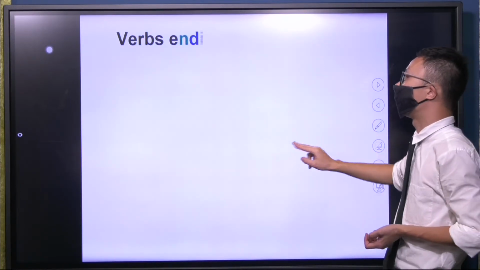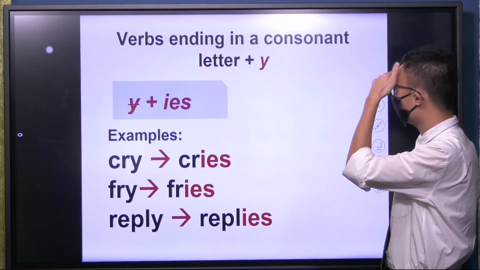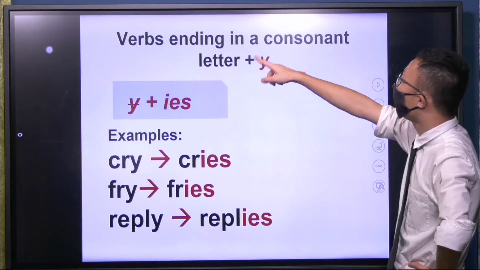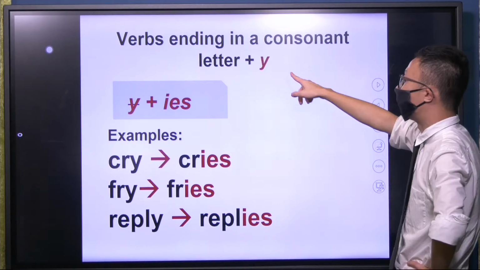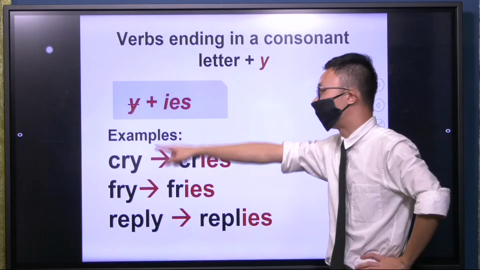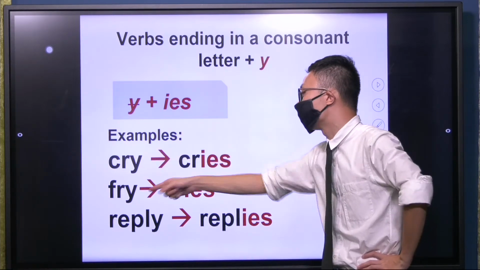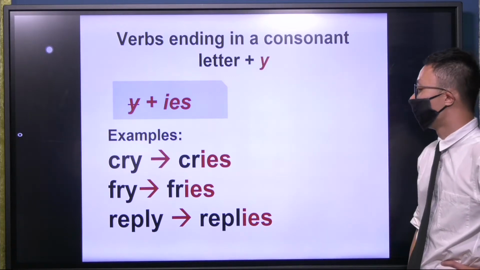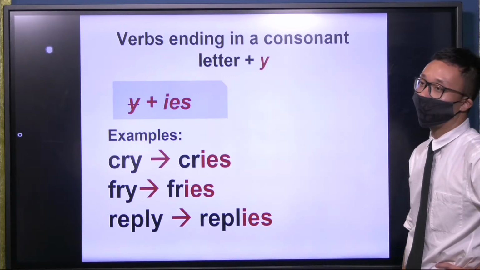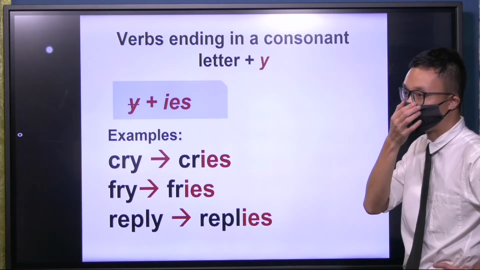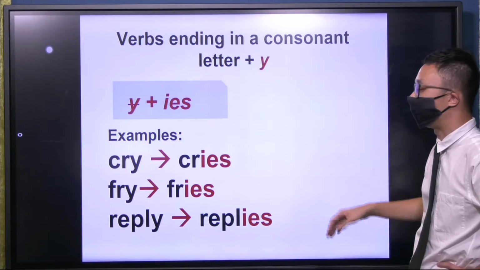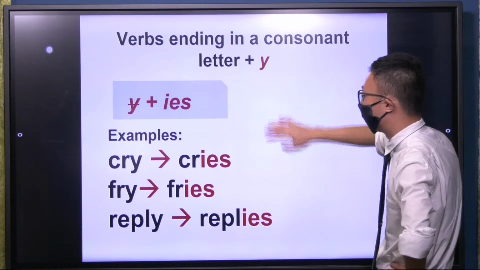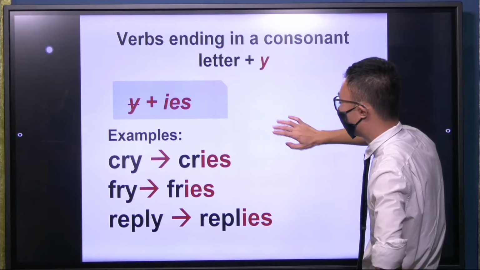And then we have an interesting one. These are also a little bit rare as well. Words ending in a consonant letter plus Y: you delete the Y and put es. Cry, cries, fly, flies, reply, replies. Well, with this one, you just see it multiple times and you remember it. You don't have to remember it by heart. You remember it when you see it multiple times.